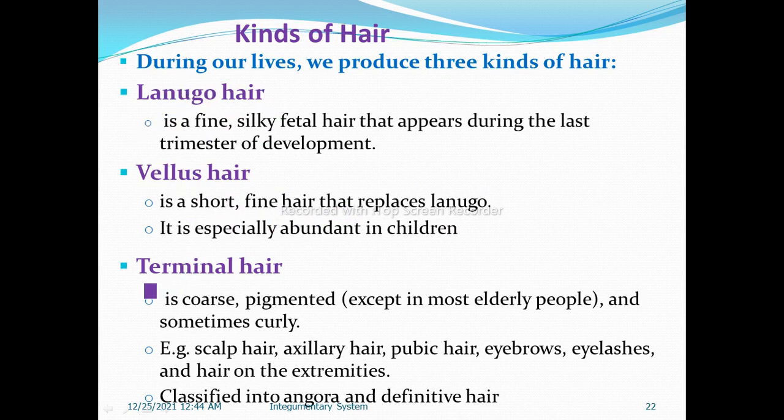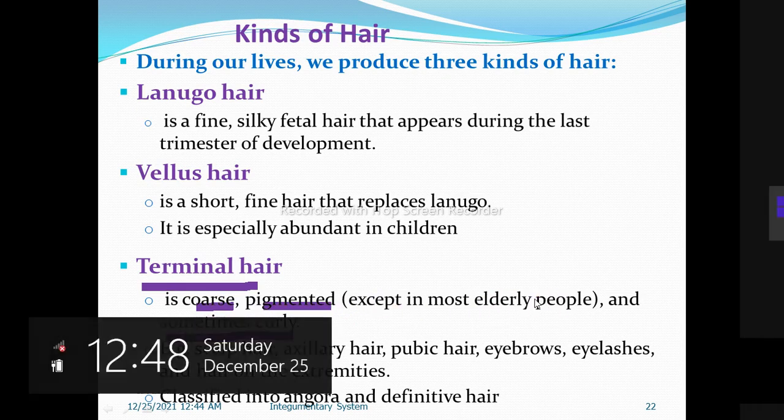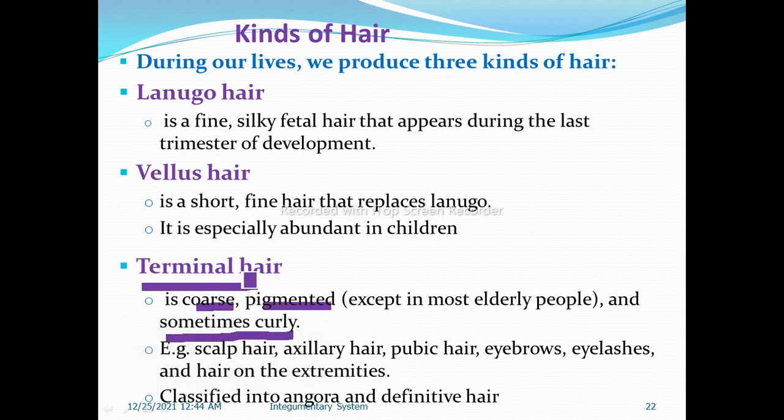The last is terminal hair. This is coarse hair, pigmented hair, sometimes curly hair. Except in most elderly people, it is pigmented. Terminal hair is found in the scalp, axillary area, pubic area, eyebrows, eyelashes, and hair on the extremities. All these are known as terminal hair. In turn, terminal hair is also classified into 2: angora hair and definitive hair.